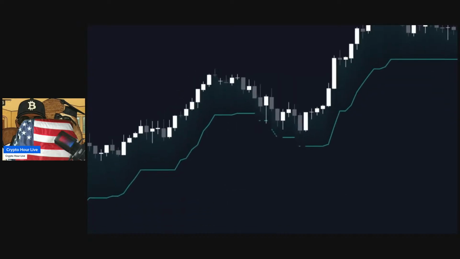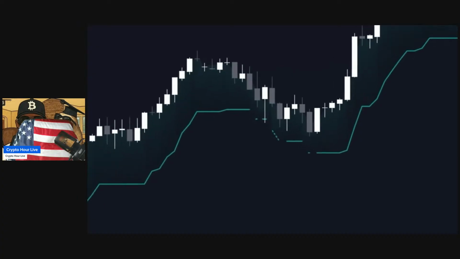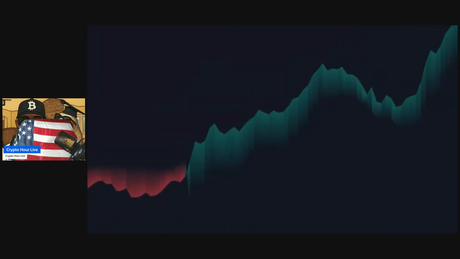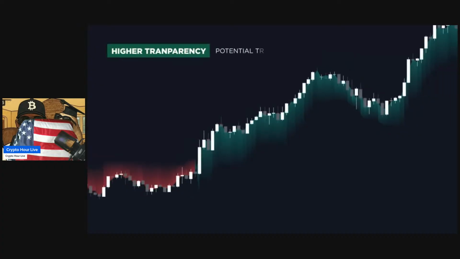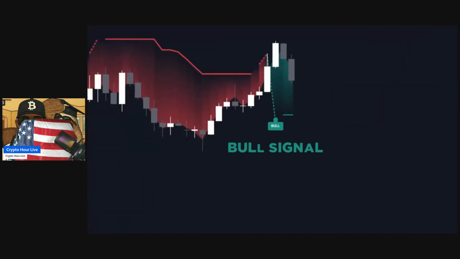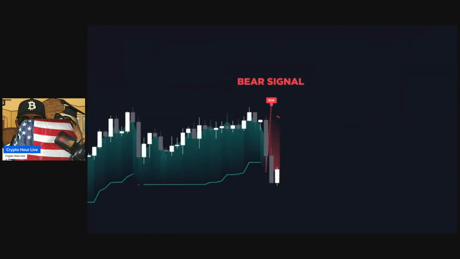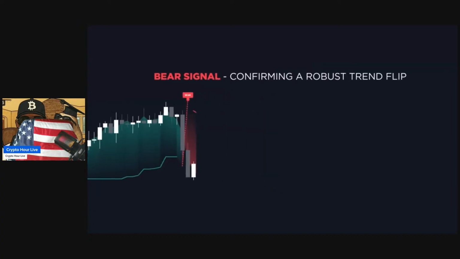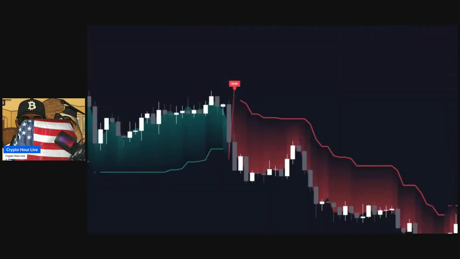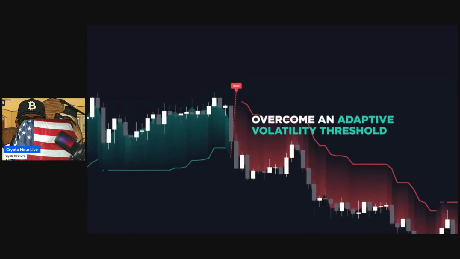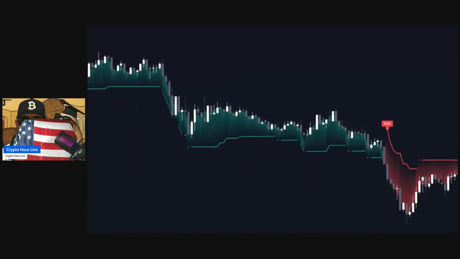This dotted line signals that the trend is under pressure, but refusing to flip, giving you confidence to hold through the chop. Adding to this, the gradient fill provides an intuitive heat map of trend strength. Higher transparency warns of proximity to a potential trend flip, while a solid fill indicates strong conviction. And for clear trading signals, look for the bull and bear labels. These mark the precise points where price successfully penetrates the evasive band, confirming a robust trend flip. Because the band actively retreats during noise, a flip here often carries much more significance as price has truly overcome an adaptive volatility threshold.